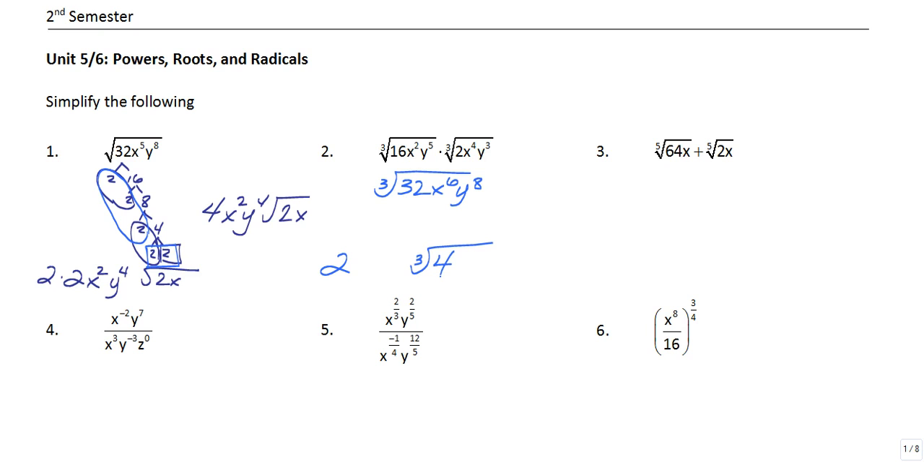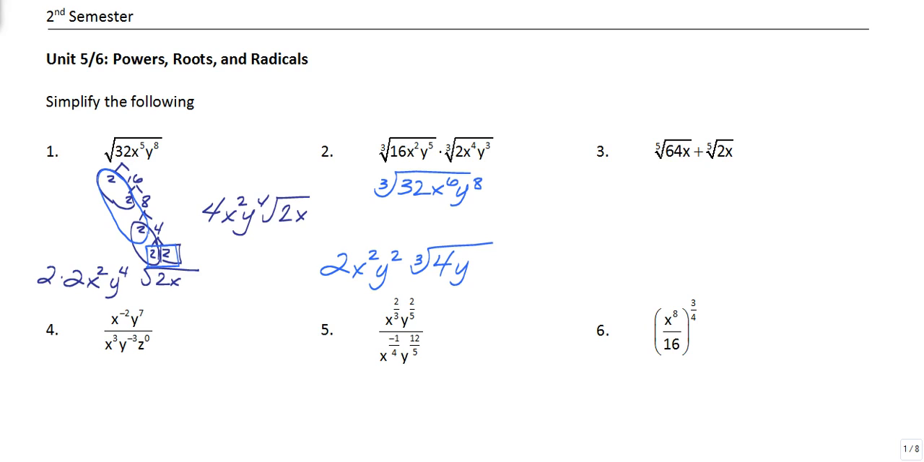Now, in terms of the exponents, 3 goes into 6 evenly twice, so we take out x squared with no remainder. 3 goes into 8 also twice, but we have a remainder of 1. That's how we end up with 2x squared y squared cube root of 4y.